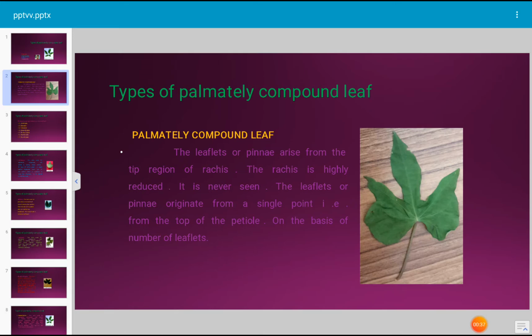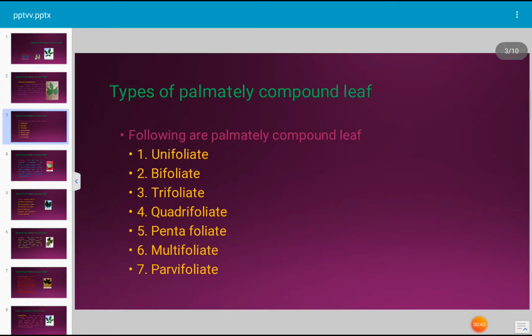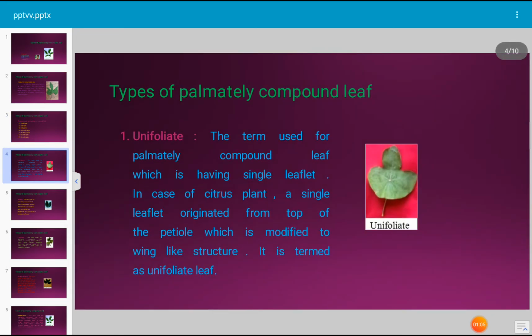Now let us see the types of palmately compound leaf which are made on the basis of number of leaflets. These are the types of palmately compound leaf, that is unifoliate leaf. Uni means one. Bifoliate leaf, trifoliate leaf, quadrifoliate, pentafoliate, multifoliate, parvifoliate. These are the types of palmately compound leaf. Let us see. Unifoliate leaf.